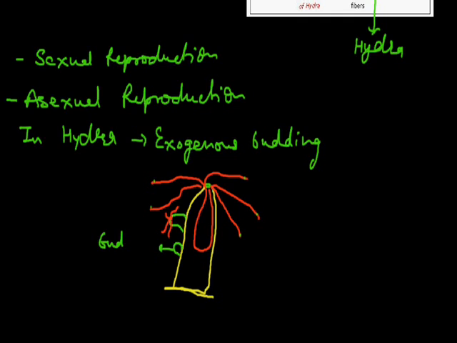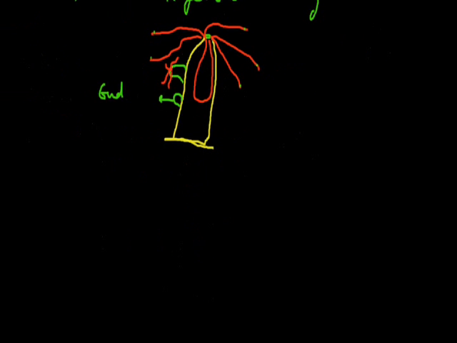So in this group of animals, reproduction occurs through the asexual method we call budding in hydra. Hydra is an animal with a heterotrophic mode of nutrition, and budding is also an example of its reproduction. Now we discuss the other animals of this phylum.